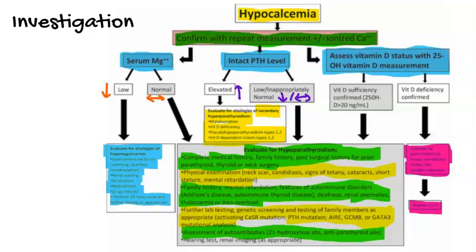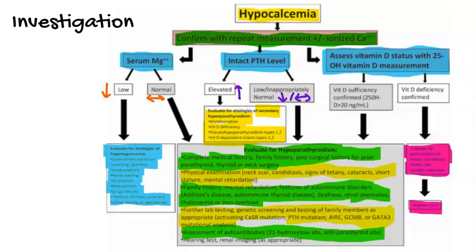Lastly, regarding the vitamin D status with 25-hydroxy vitamin D measurement. If vitamin D sufficiency is confirmed, please evaluate for hypoparathyroidism. If vitamin D deficiency is confirmed, evaluate for gastrointestinal losses, low dietary intake, and low sunlight exposure, and lastly, replete the vitamin D. It's on the right hand side.